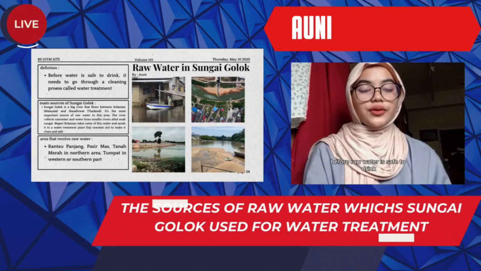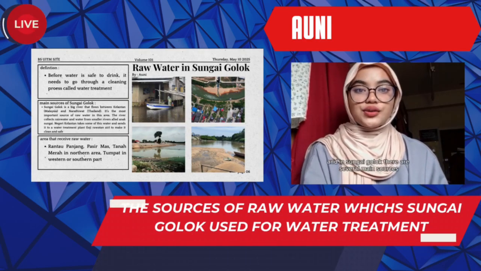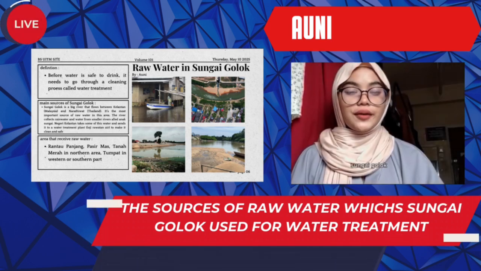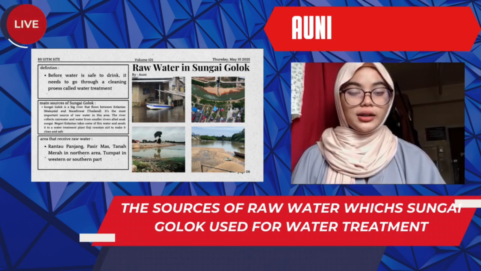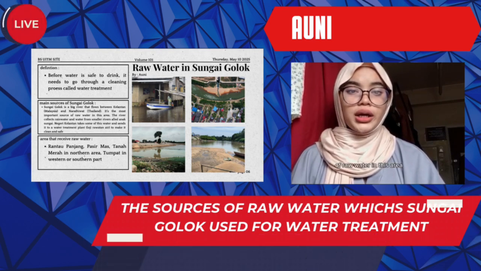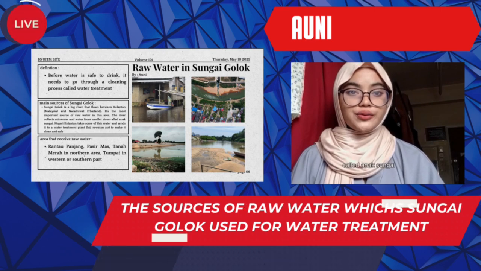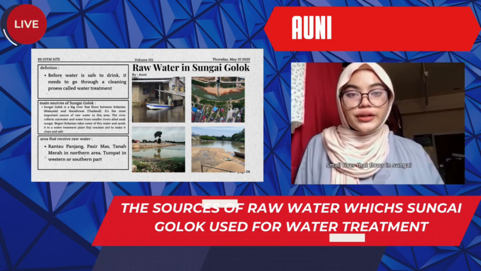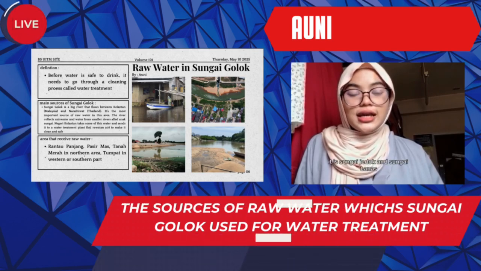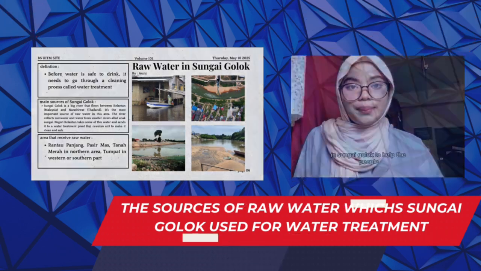Before raw water is safe to drink, it needs to go through a cleaning process called water treatment, and in Sungai Golok there are several main sources. Sungai Golok is a big river that flows between Kelantan and Narathiwat. It's the most important source of raw water in this area. The river collects rainwater and water from smaller rivers called anak sungai. The smaller rivers that flow into Sungai Golok are Sungai Jedok and Sungai Lanas. They help to increase the raw water in Sungai Golok to help the people.